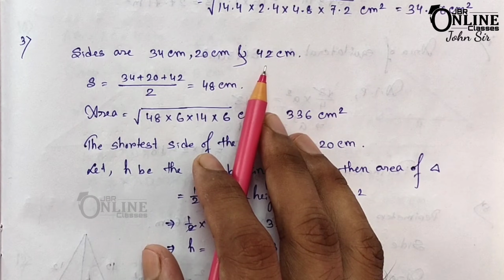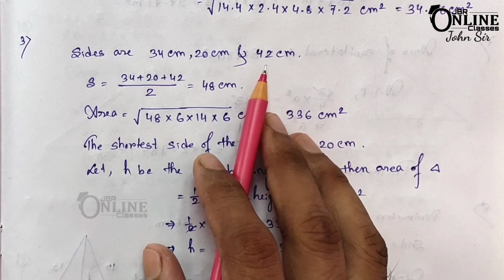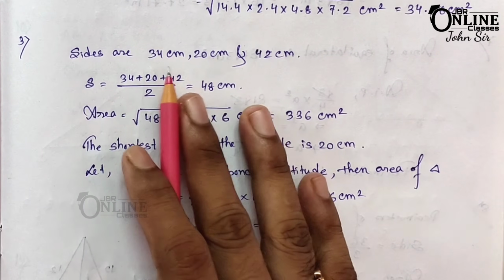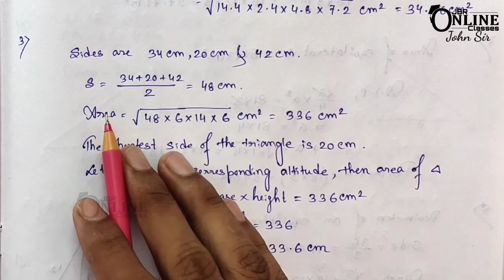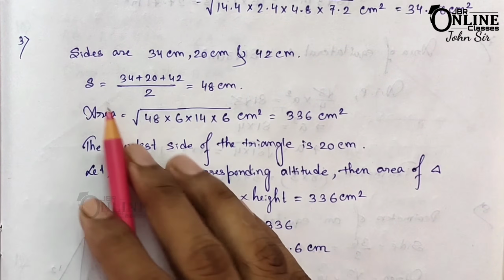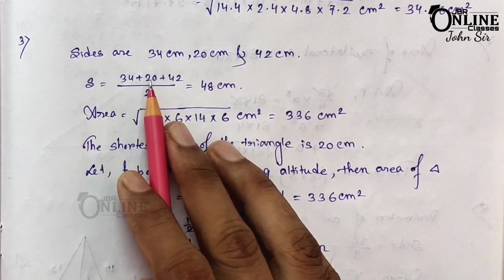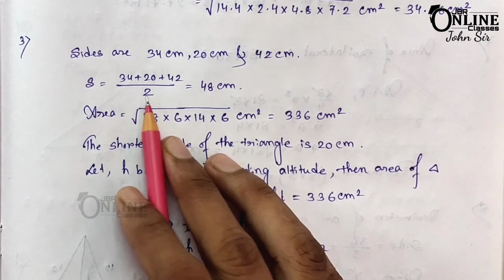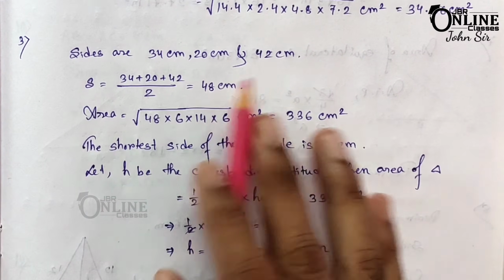Now the third one, find the area of a triangle whose sides are 34 centimeter, 20 centimeter and 42 centimeter. Hence find the length of the altitude corresponding to the shortest side. So first you have to find out the area of this scalene triangle. So here the same formula, that means Heron's formula. So here S equal to (34 plus 20 plus 42) by 2 and that equal to 48 centimeter.